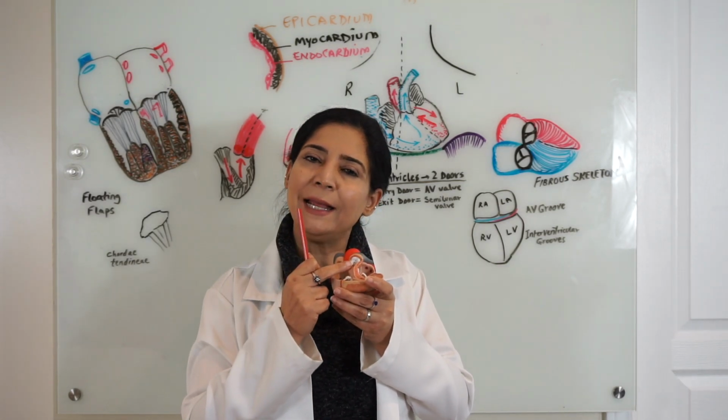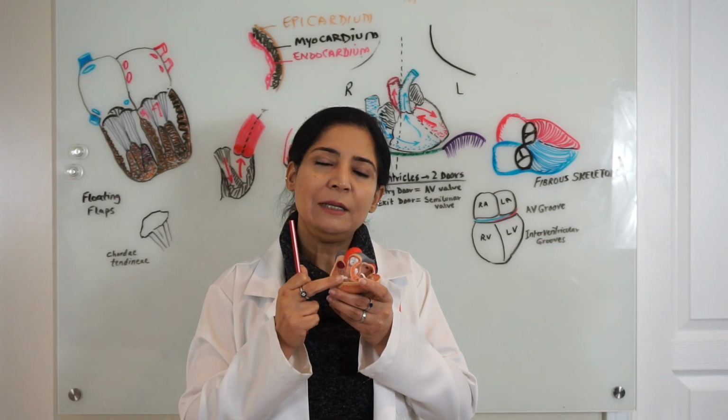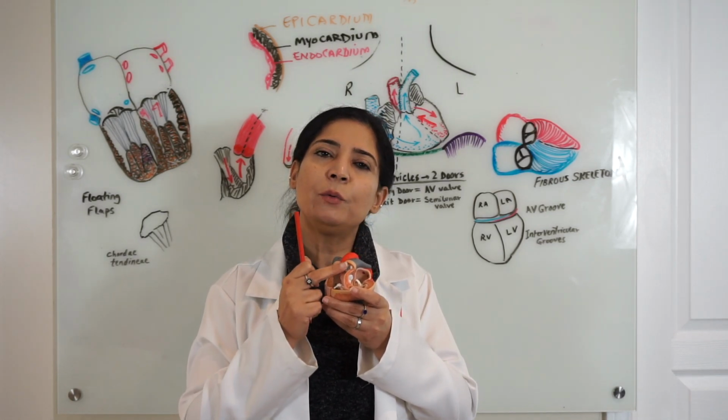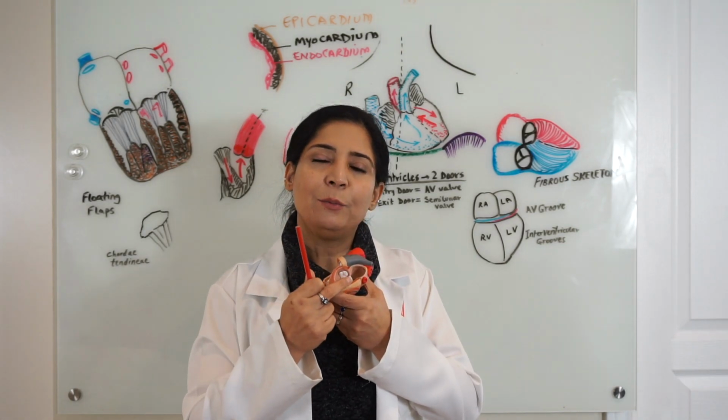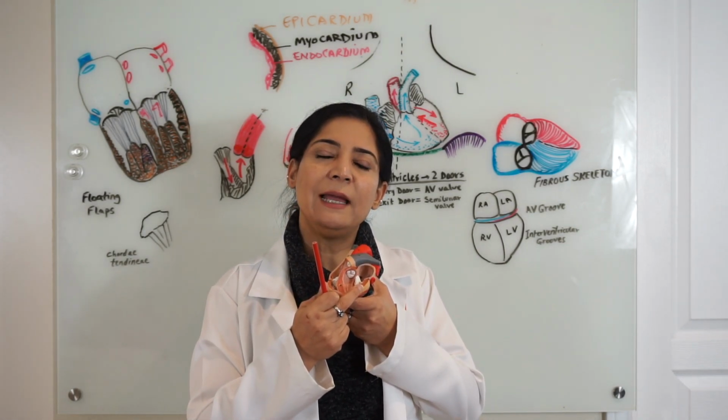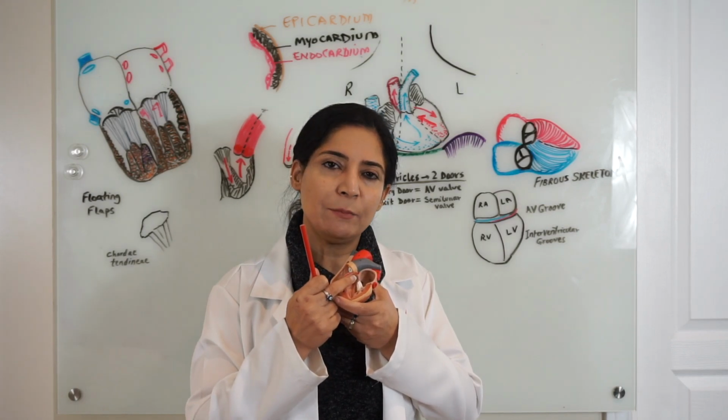So we have two exit doors. The exit door in the right ventricle is known as the pulmonary valve or pulmonic valve, while the exit door of the left ventricle is known as the aortic semilunar valve.